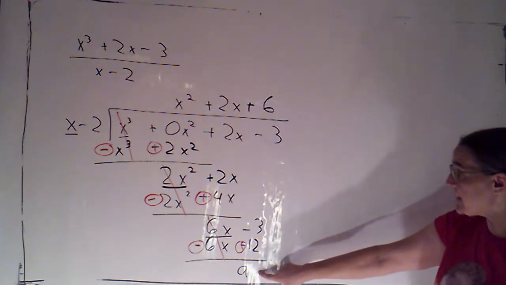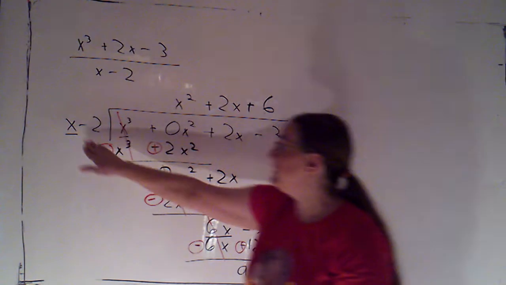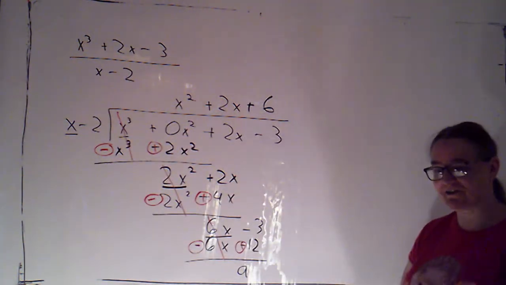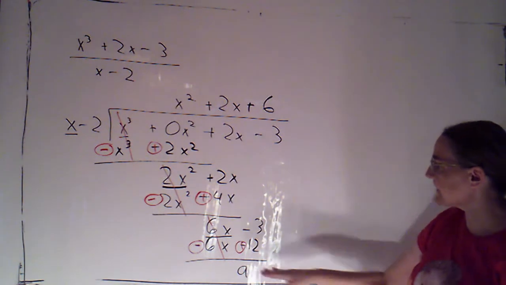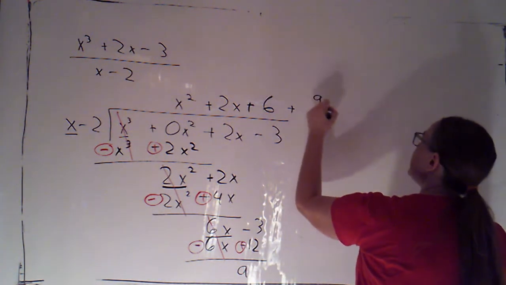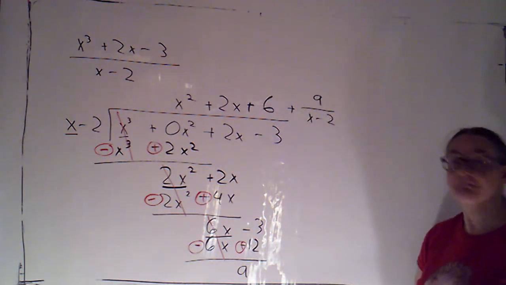Now, that's my remainder because this is just a constant. It's degree 0, and this is degree 1. So once the degree inside is smaller than the degree outside, we're done. That's our remainder, and we just add the remainder over what we were dividing by.